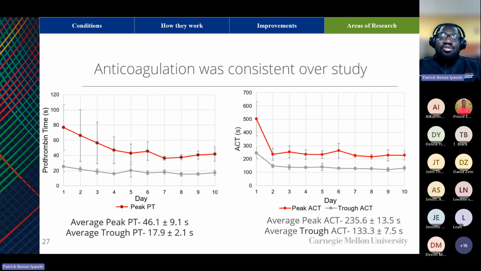For PT, we were able to maintain an average peak of 46.1 seconds, which is 4.2 times the baseline, and a trough PT of 17.9 seconds, which is 1.6 times the baseline. This is also within the clinical range of other oral anticoagulant drugs.